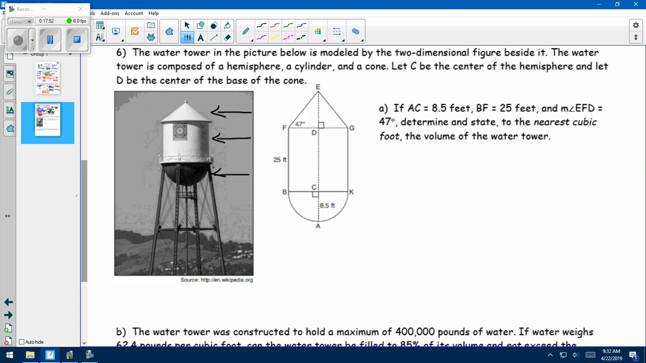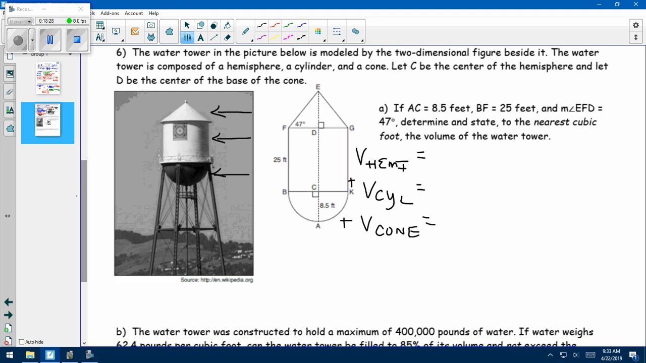So you're given some other information. Let C be the center of the hemisphere, and then D be the center at the base of the cone. If AC equals 8.5 feet, that's labeled. BF is 25. And the measure of angle EFD is 47. Determine and state to the nearest cubic foot the volume of the water tower. Okay, so to find the volume of the water tower, we're going to have to find the volume of a hemisphere, that's the bottom, plus the volume of a cylinder in the middle, plus the volume of the cone that's on top. Okay.